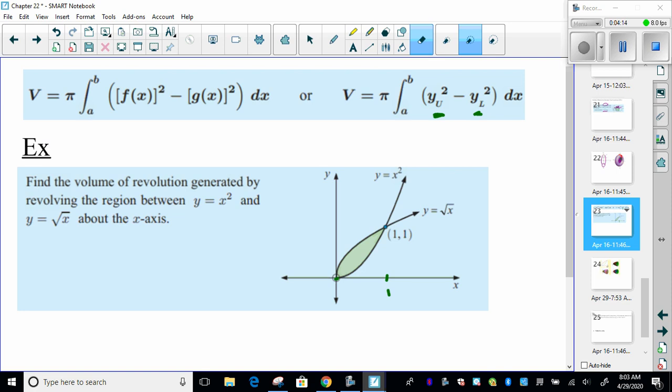So what we're going to do is find the volume that this one makes. So that's kind of like that bowl going all the way around. But then we're going to have to find the volume that this one makes. This one, just real quickly, makes kind of like this cone shape.